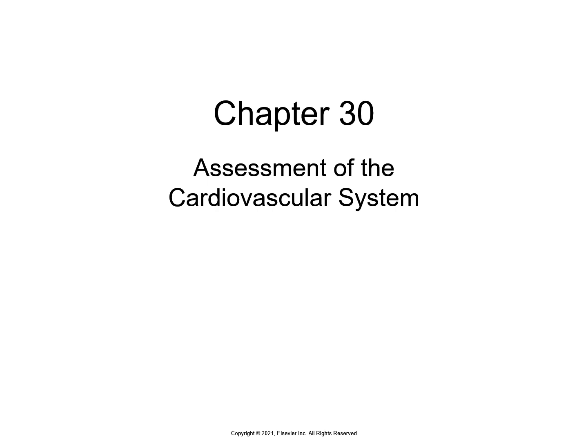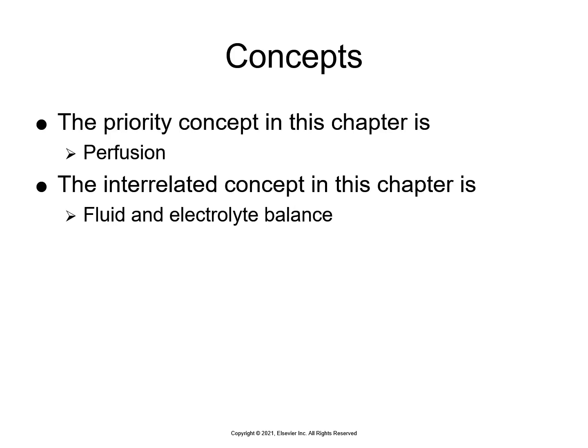This is Chapter 30, Assessment of the Cardiovascular System. These are your concepts. Of course, the priority concept for this chapter is going to be perfusion, because that's what our cardiovascular system does. Also, an interrelated concept is fluid and electrolyte balance.